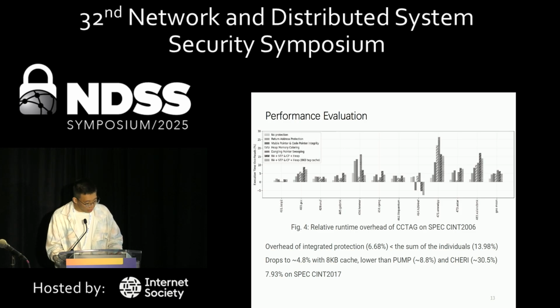And with a larger cache, the overhead further dropped to 4.8%. It is lower than Pump and Cherry. We also tested this performance on SPEC 2017. The measured geometric mean overhead was around 8%.